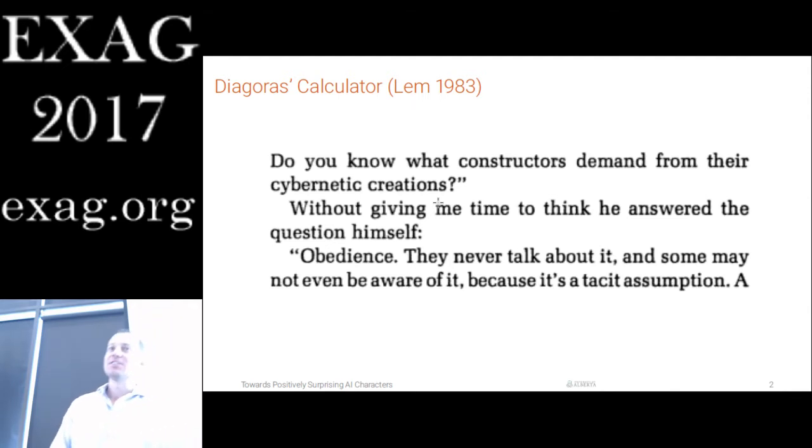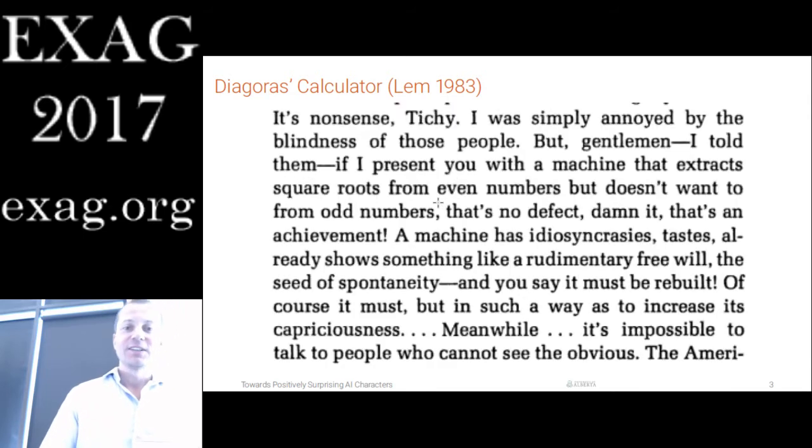Now, this was written in 1983 in English translation, and so it's at the time the term cybernetics was used. And so the character in the story is arguing that the problem with AI is that the creators require obedience from their creatures, and that's a dead end. So, in fact, he's arguing here that if you had a calculator which would extract square roots from even numbers but doesn't want to do so for odd numbers, that would be a great thing. We should amplify that and should have more of that. So I'm interested in that.